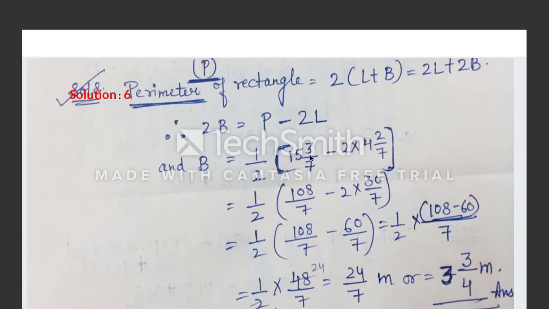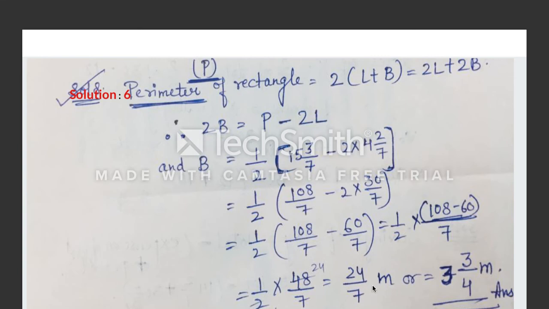Perimeter is 15 3 by 7, which comes out 108 upon 7. Next, 4 2 by 7. 4 7s are 28. 28 plus 2, 30. 30 upon 7. 2 times is 60. 60 upon 7. Denominators are same. So easy. What's the LCM? 7. 108 minus 60. What do you get? 48. Yes. So 1 by 2 into 48 upon 7. 2 ones are 2. 2 24s are 48. So what do I get as the breadth? I get it as 24 by 7 meter, because length was in meter, breadth will also be in meter.